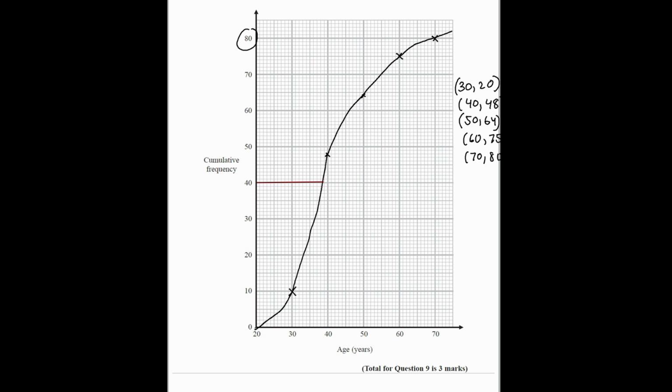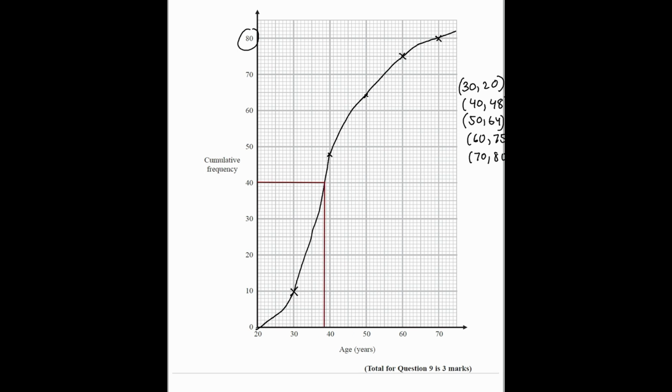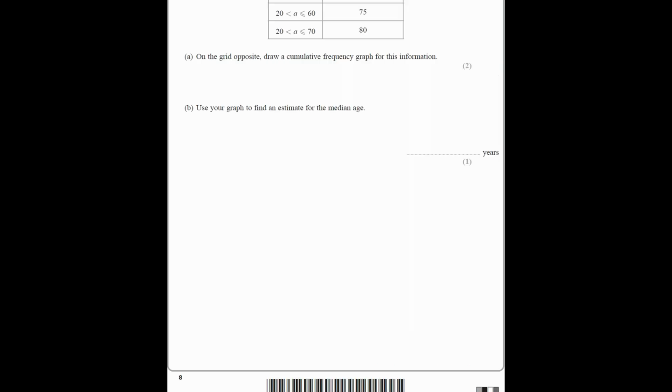Then draw a vertical line down to the x-axis. Almost there. The x value where it lands is the estimated median age. If we look at this value, this is 35, 36, 37. So therefore, we will write 37 there. The median age is 37.